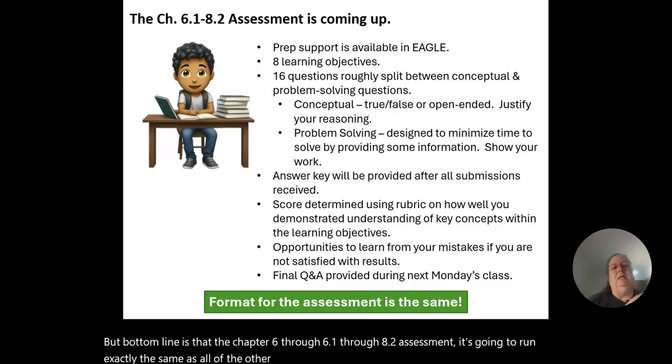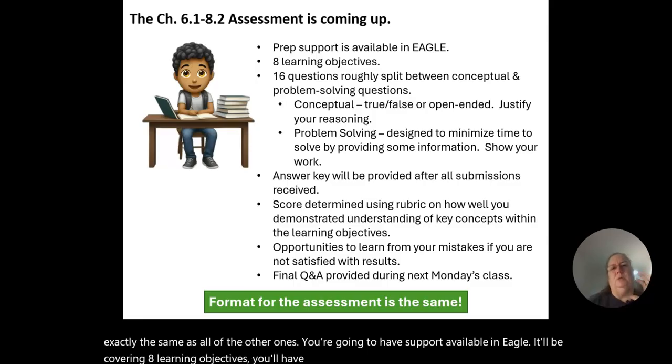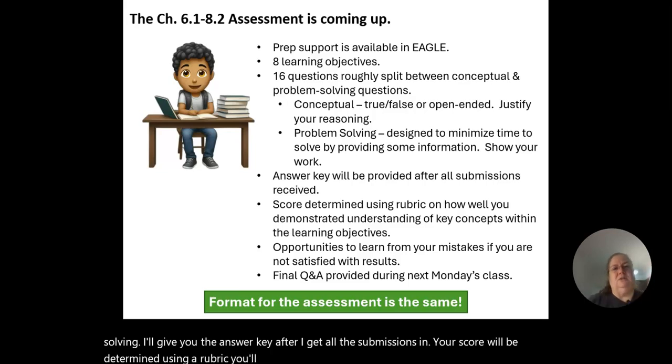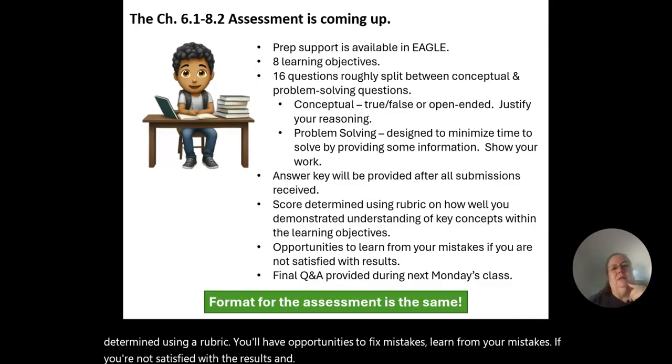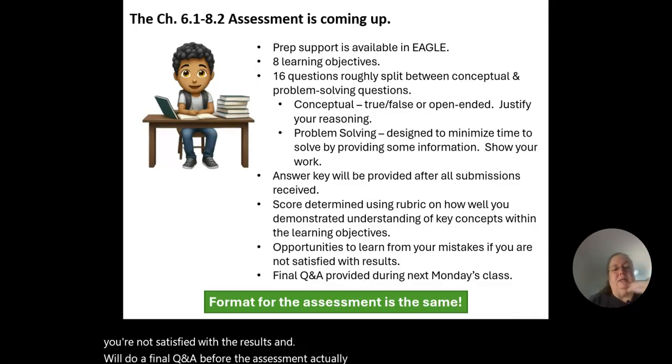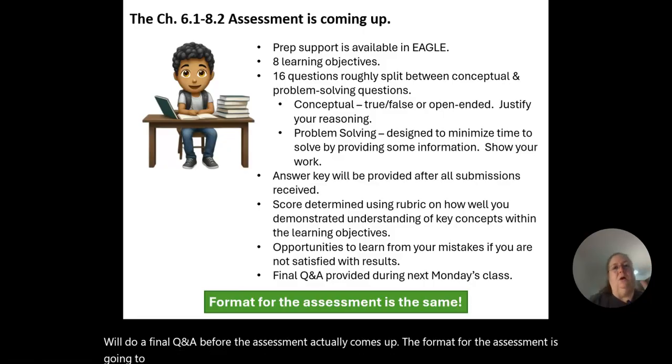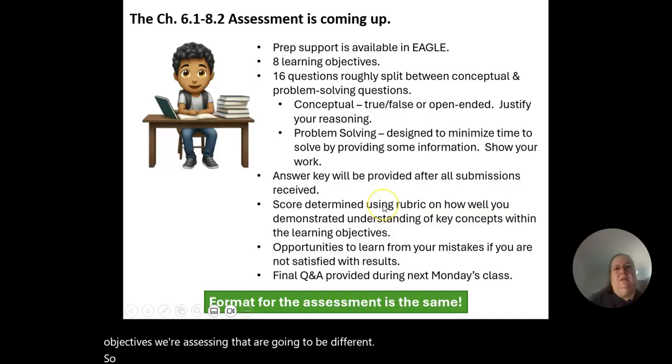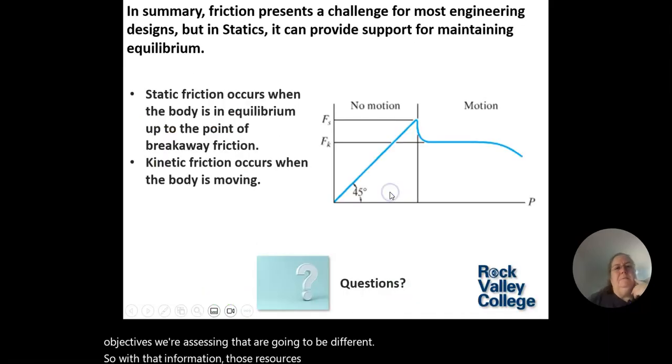You're going to have support available in Eagle. It'll be covering 8 learning objectives. You'll have 16 questions split between conceptual and problem solving. I'll give you the answer key after I get all the submissions in. Your score will be determined using a rubric. You'll have opportunities to fix mistakes and learn from your mistakes if you're not satisfied with the results, and we'll do a final Q&A before the assessment actually comes up. Format for the assessment is going to be exactly the same for all of that. So it'll just be the content and the learning objectives we're assessing that are going to be different. Those resources are already posted in Eagle.